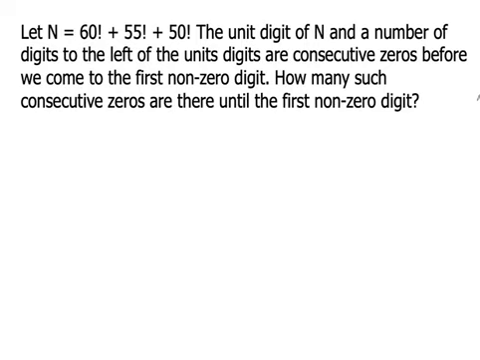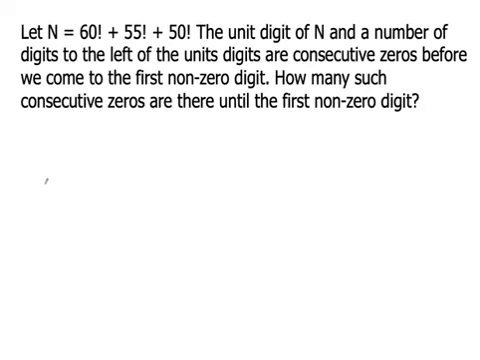Let's have a look at this particularly tricky problem here. Let n equal 60 factorial plus 55 factorial plus 50 factorial. The unit digit of this number n and a number of digits to the left of the unit's digit are consecutive zeros before we come to the first non-zero digit. How many such consecutive zeros are there until the first non-zero digit?